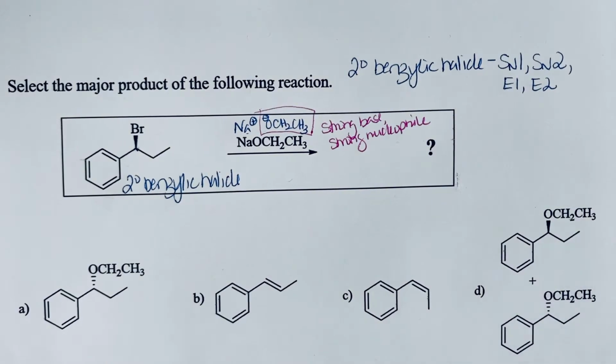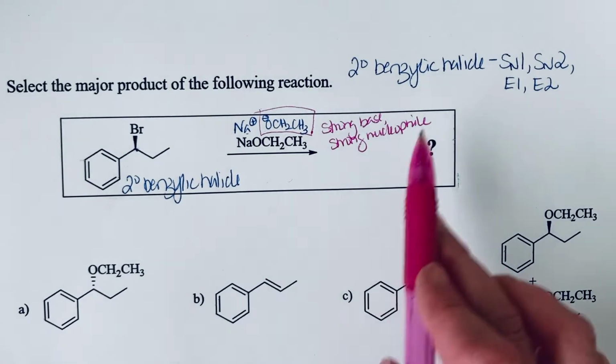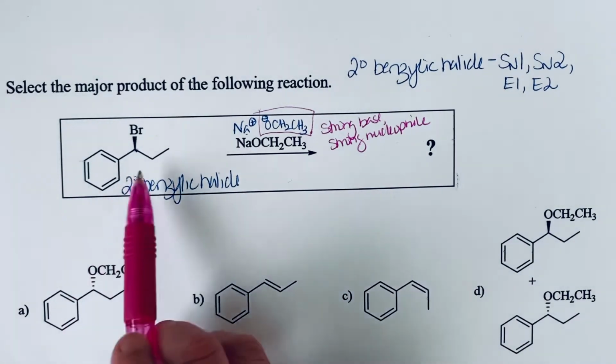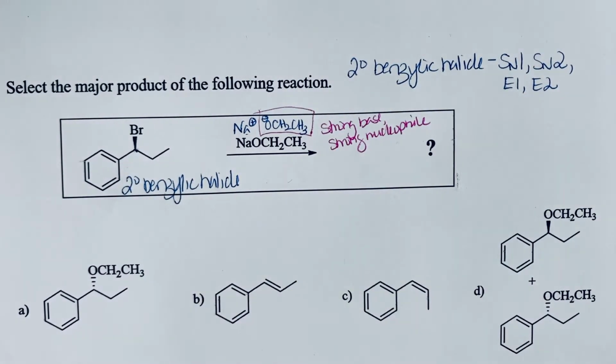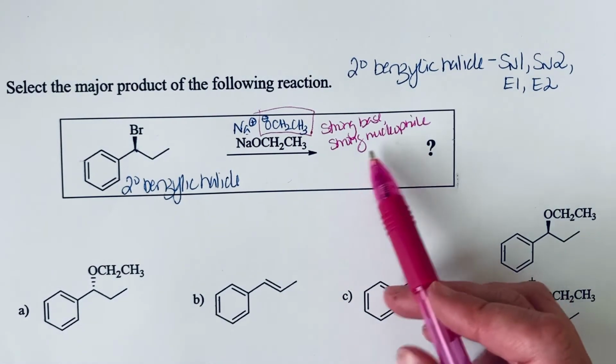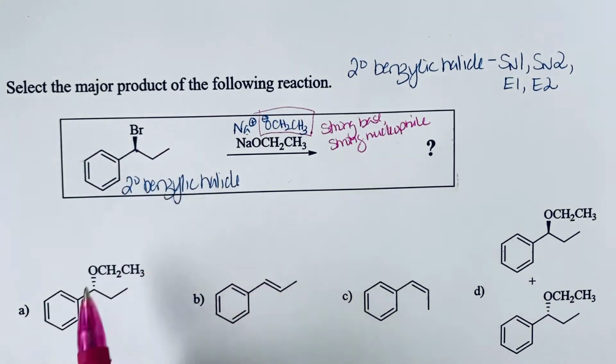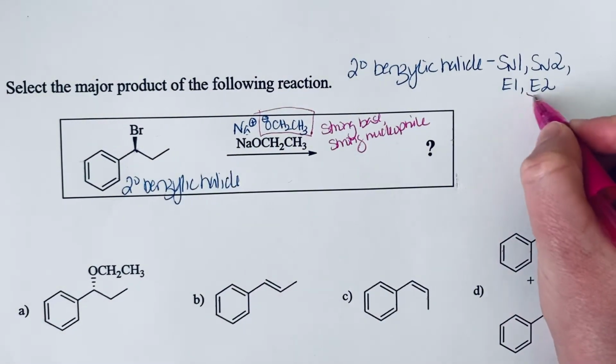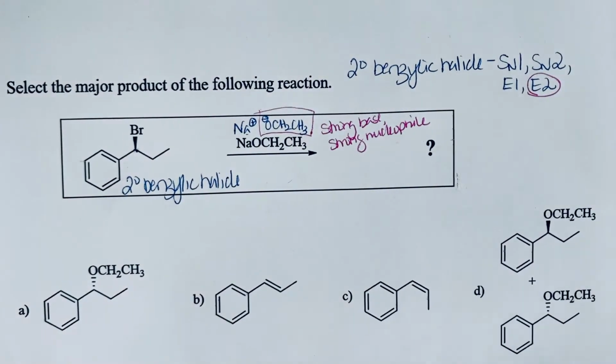So this could undergo either a substitution or elimination depending on the substrate structure. Seeing that this is secondary, it's going to be more prone to be an elimination reaction than a substitution reaction. If that were a primary halide, you'd be looking more towards SN2, the substitution. But since it's secondary, we're looking at an elimination reaction, specifically an E2 elimination.